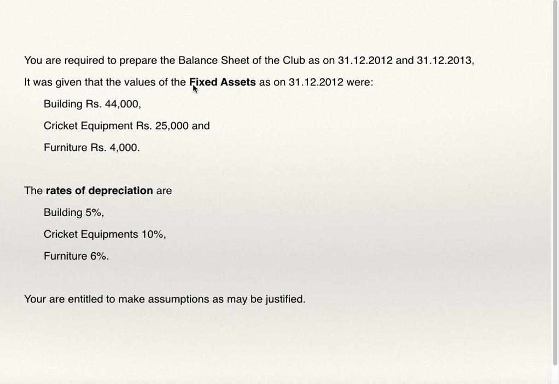It was given that the value of the fixed assets as on 31st December 12 were building, cricket equipment, furniture, and the rates of depreciation are building 5%, cricket equipment 10%, furniture 6%. You are entitled to make assumptions as may be justified. In the adjustments, they have given you opening assets as well as rate of depreciation. So this will go to opening balance sheet assets.